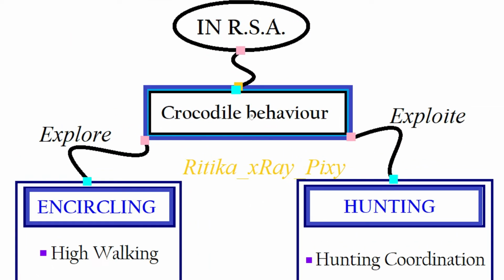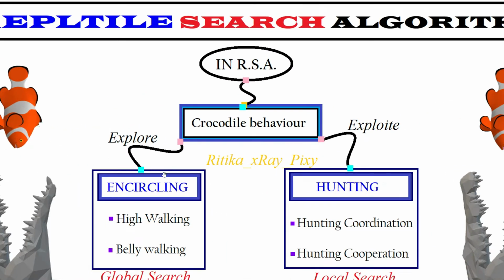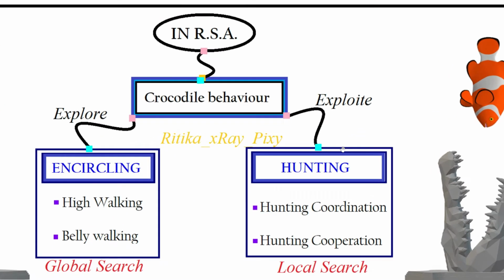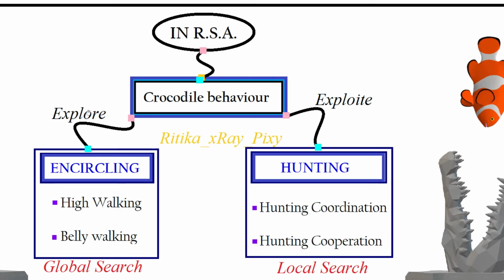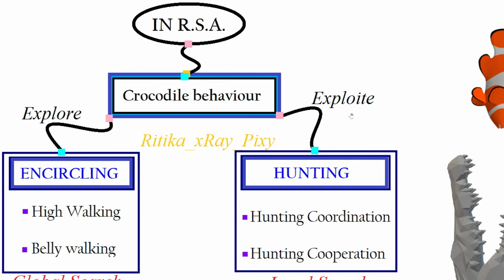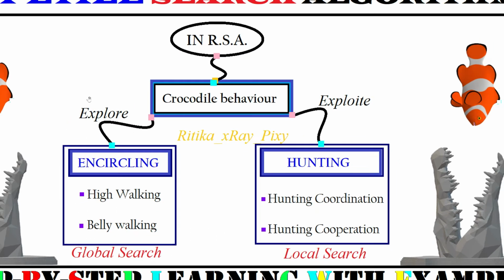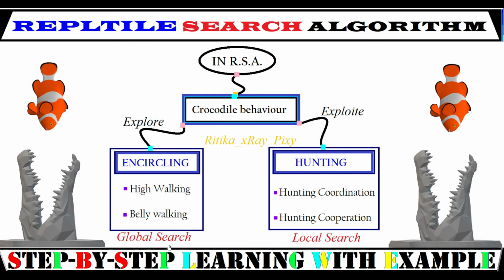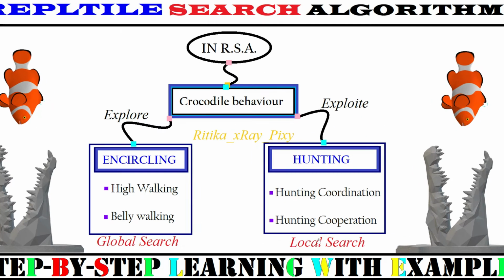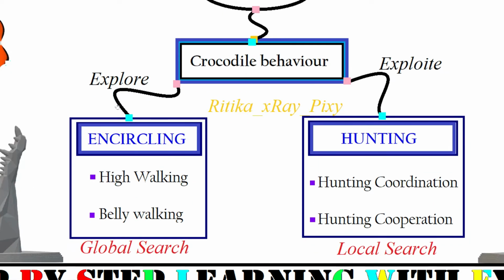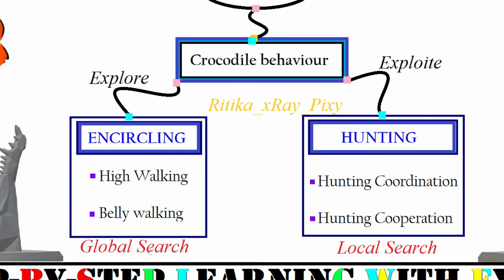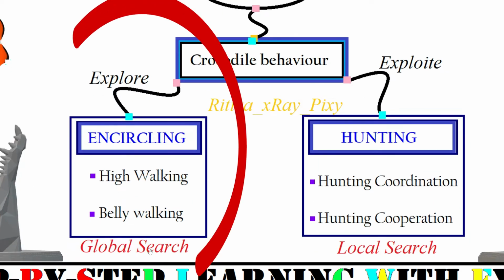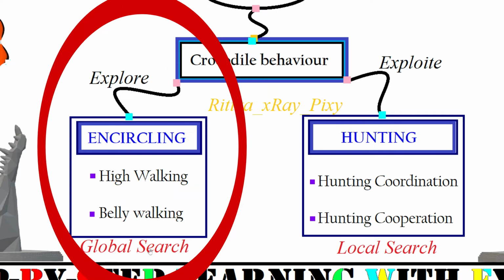Now you can see here in this algorithm, crocodile behavior is divided into two main phases: the exploration phase and the exploitation phase. The exploration phase is the global search. The exploitation phase is the local search. In the exploration phase, we will search for the target in the search space, so here we will cover the entire search space.